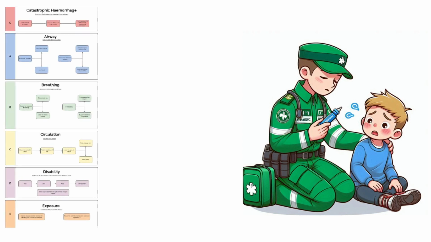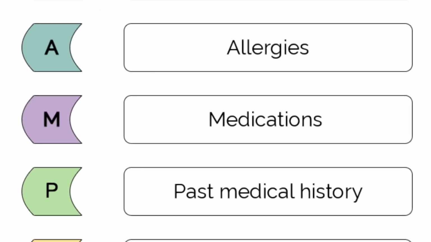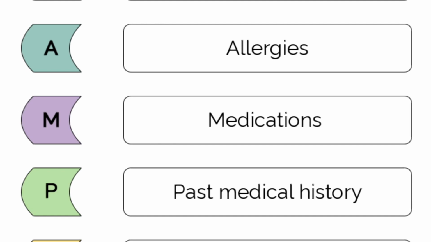and B aspect of the primary survey. We are looking for signs of respiratory distress, such as wheezing or stridor. Using SAMPLE will help you determine if the patient has any known allergies, what medications they have, such as an adrenaline autoinjector known as an EpiPen.